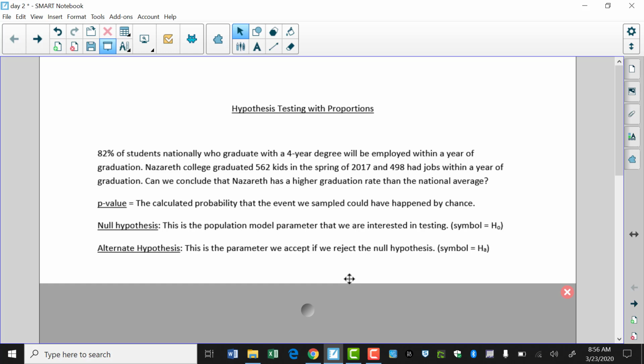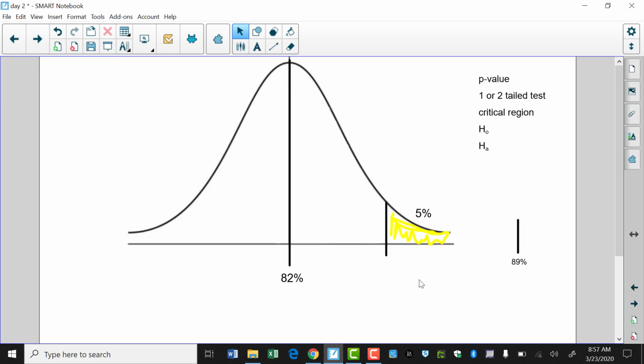So the question is, is that 89% just a difference in sampling? If we went back the next year and you have 472, does that go below 82%? Obviously this will vary. This number is not going to be exactly 498 out of 562 every year. But the question is, is this significantly different from 82%, or can this just happen because of the way we sample? So I'm going to bring over this next page and show you what it looks like on a bell curve.